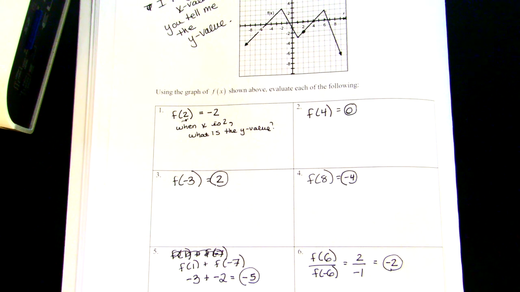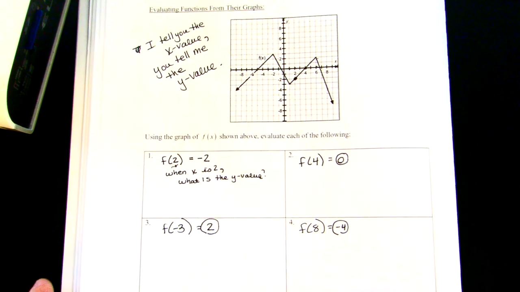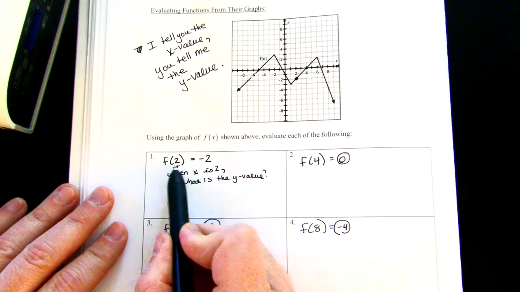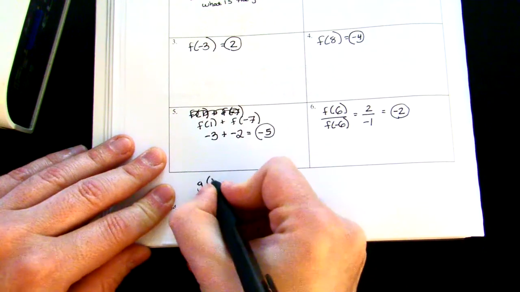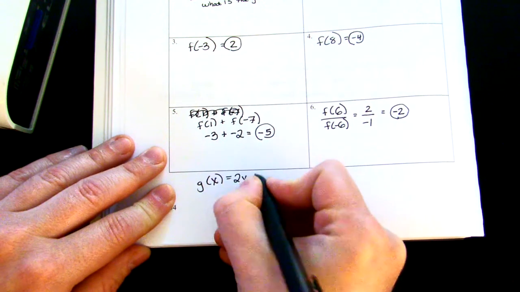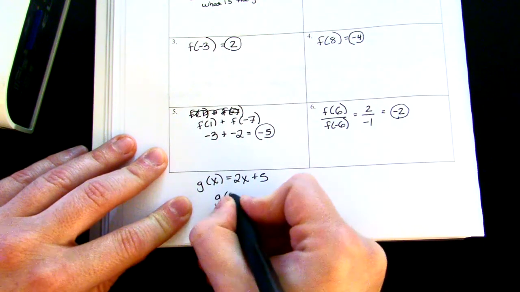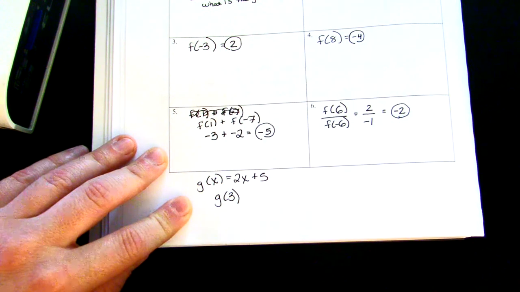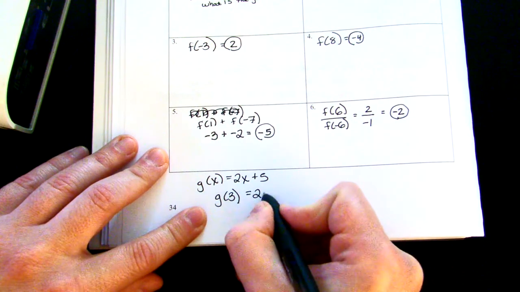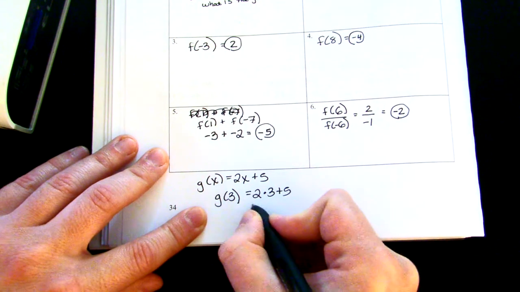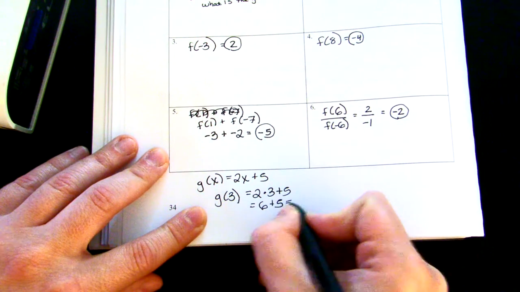And the whole point is now we know two different ways to evaluate functions. If I give you a graph and ask you what's f of 2, I tell you the x, you look at the graph, you tell me the y. The other way we can do this, though, is what we did yesterday. Let's say I give you g of x equals 2x plus 5. If I want you to find g of 3, well, we don't have a graph, but that's okay. I can do what we did yesterday. I'm going to plug the 3 in where the x is, and I'm going to get 2 times 3 plus 5. I'm going to get 6 plus 5. I'm going to get 11.